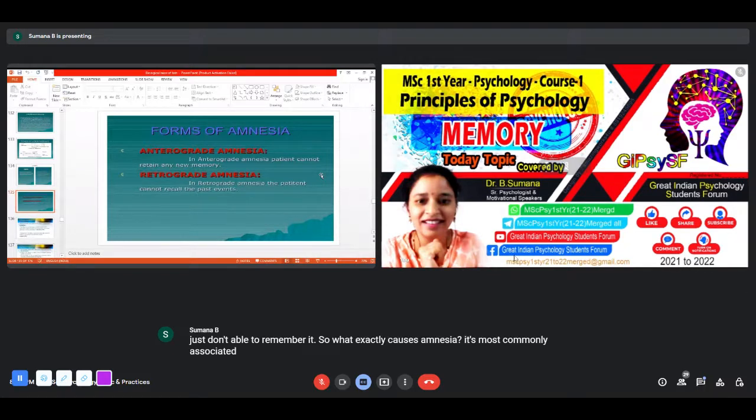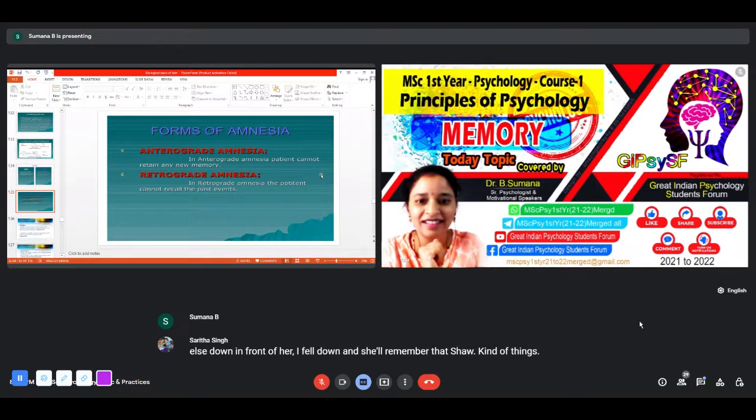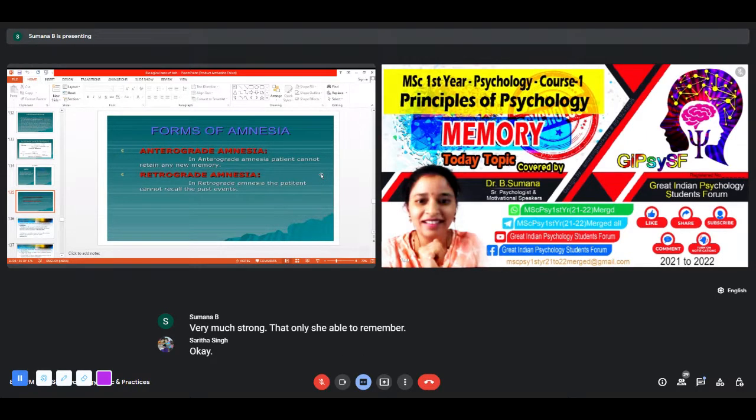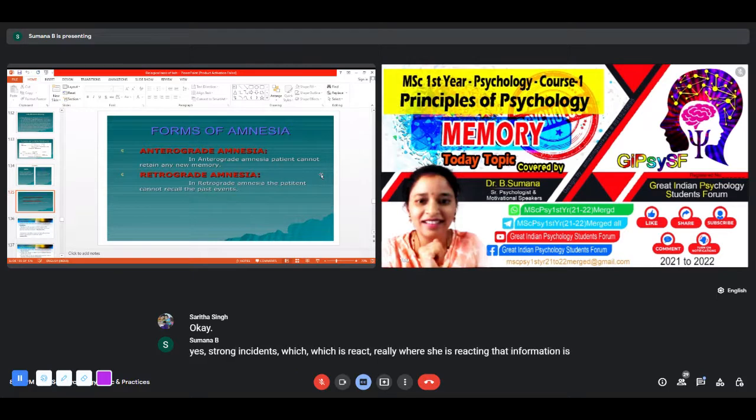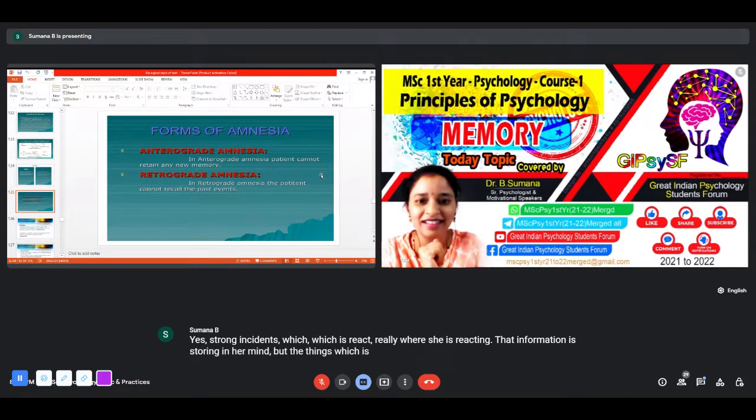Able to see that in this slide? That shock kind of thing she will remember. But this general thing, she might not. Whichever is intensified and very strong, only that she is able to remember. Strong incidents, where she is really reacting, that information is stored in her mind, but the things she is not very conscious about are not stored.